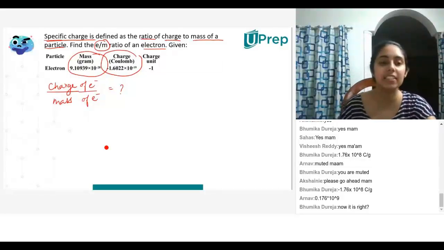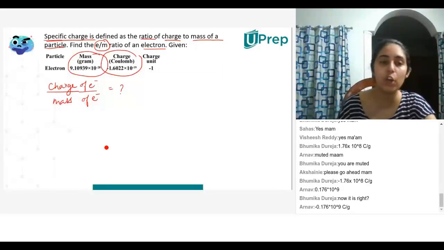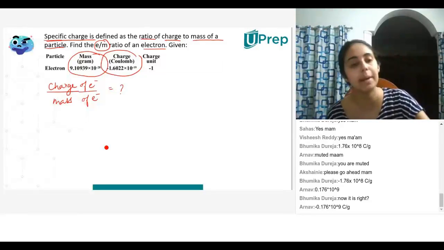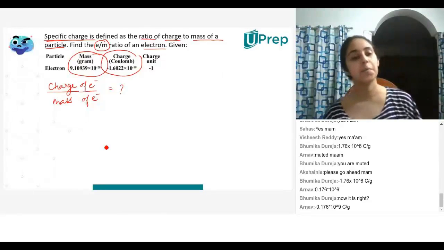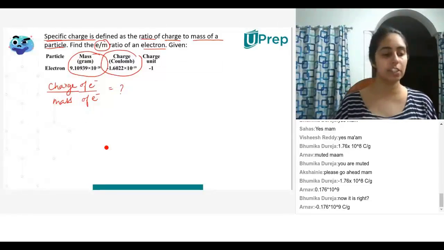So the answer is minus 1.76 into 10 to the power 8 coulomb per gram. So Bhumika got it right. Arnav also got it right, which is 0.176 into 10 to the power 9 coulomb per gram. Good job, both of you. So we'll just wait for everybody else to finish.